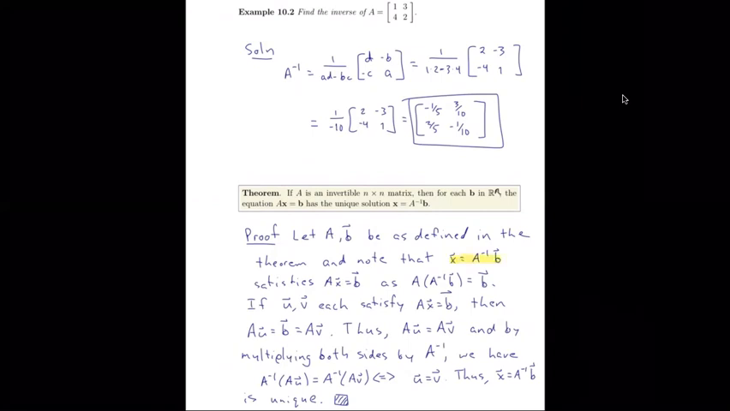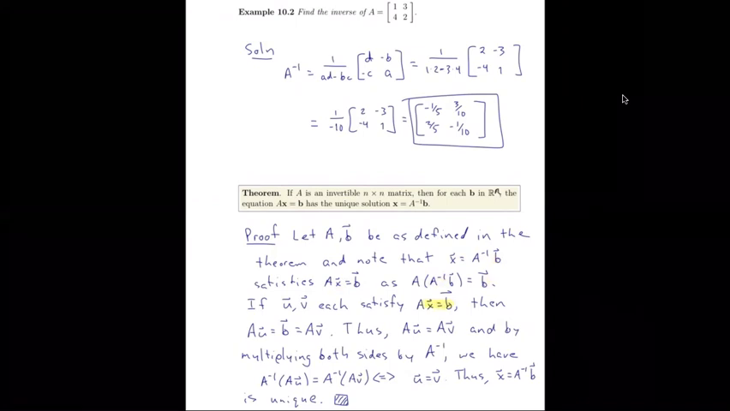We declare that the solution satisfies this, right? Because A times this substitution of X, here we substitute X as A inverse B, we see that A times A inverse times B is all equal to B because of this cancellation right here. Very obvious. Now we need to prove uniqueness.